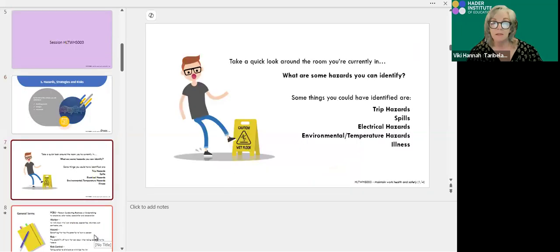In your learner's guide, it will have you do some activities, but what I'd like you to do right now is to just have a look around your space, have a look at your workstation. Wherever you're watching this recording, just have a think about what's your posture like, what are some hazards, can you identify any of these hazards that are sitting there at the moment? Are there any cords, any spills?